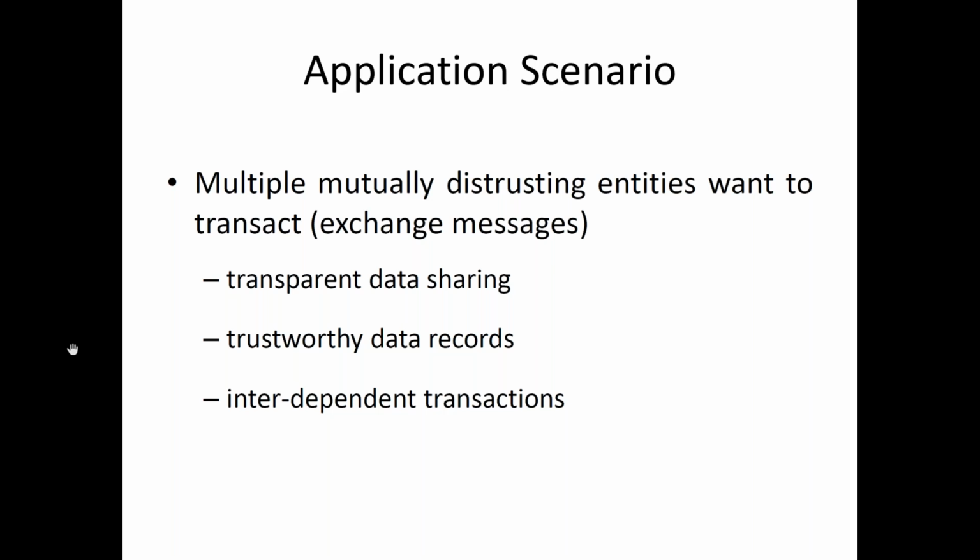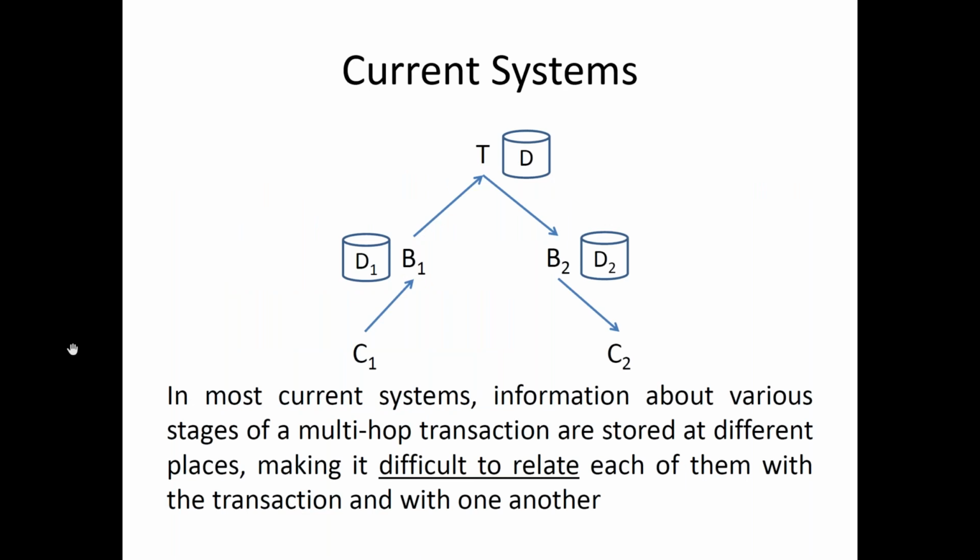Multiple mutually distrusting entities want to transact with one another, which necessitates that there be a mechanism for transparent data sharing, that the records be maintained in a trustworthy manner, and in particular, all of this becomes interesting if there are interdependent transactions, which means there is a whole workflow which consists of multiple steps which have to be carried out by different entities participating in the system. Of course, the scenario that I just described is something which we come across quite often in the real world, which means we must be handling these kinds of problems somehow in practice already.